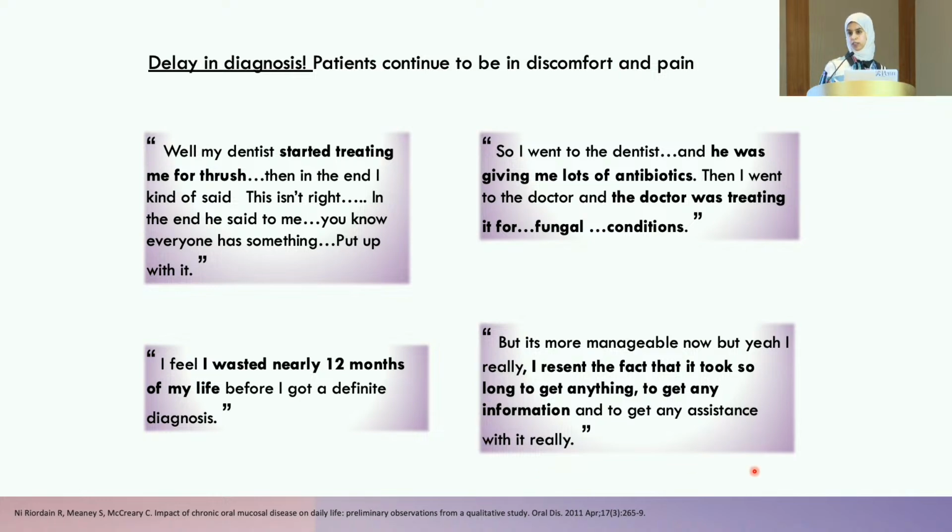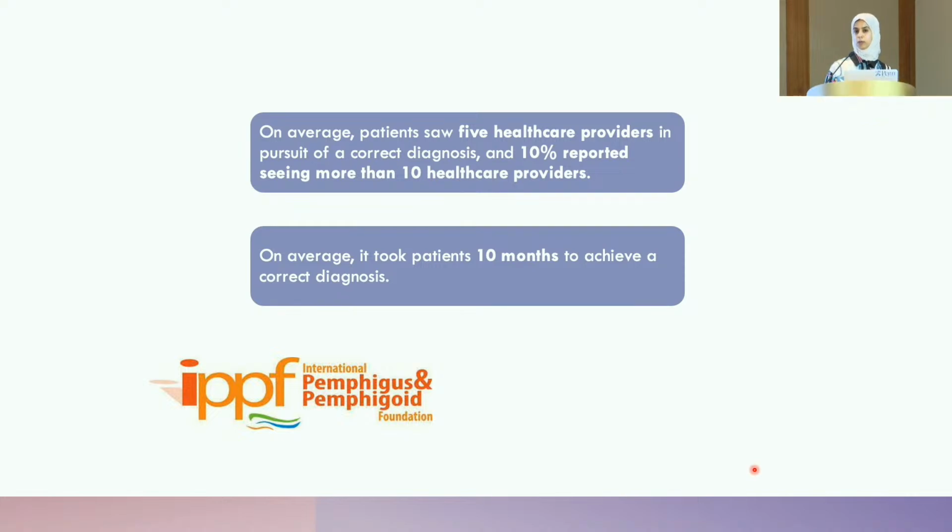So we can see the patient's frustrations not knowing their diagnoses. And this goes hand in hand with data coming out of the International Pemphigus and Pemphigoid Foundation. They saw on average patients saw 5 healthcare providers to get a correct diagnosis, 10% saw more than 10 healthcare providers, and on average it took patients 10 months to achieve a correct diagnosis. Ideally, we do want to see patients getting a correct diagnosis in a timely manner. It really shouldn't take them seeing more than 10 healthcare providers for us to get there, so hopefully this talk will help with that.